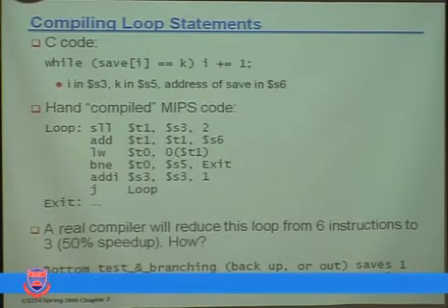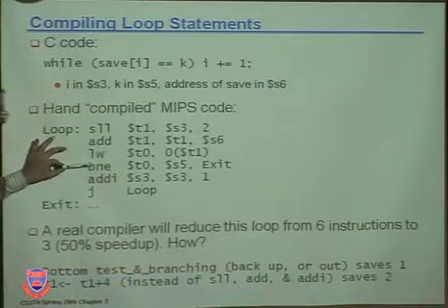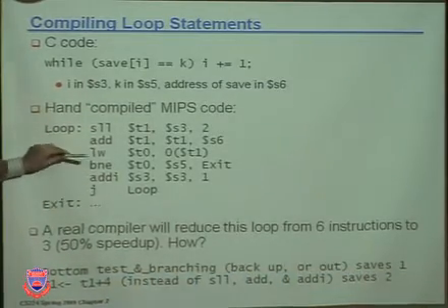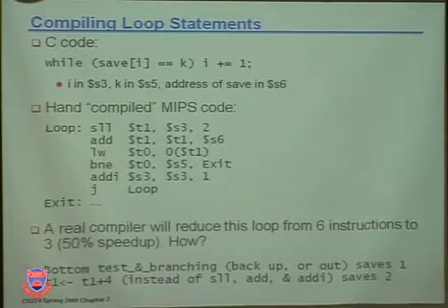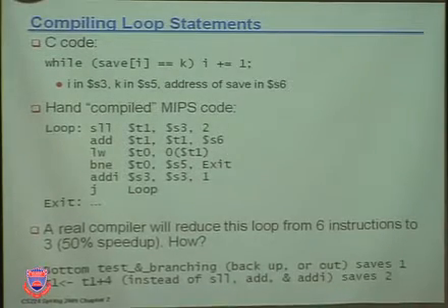Do you notice that the test is done in the middle and the bottom has a jump? That means this loop has a branch and a jump. And I'd like to suggest to you that it's very possible to write loops that only have a branch.